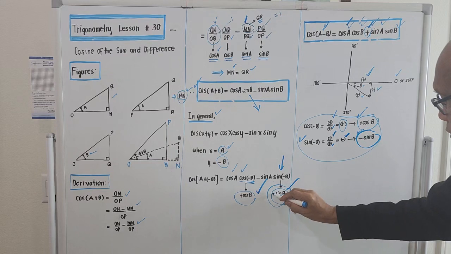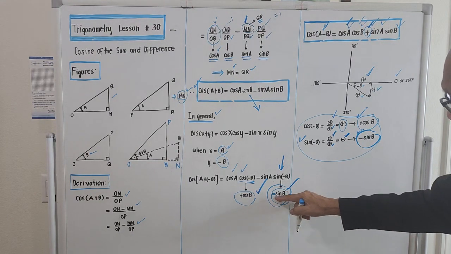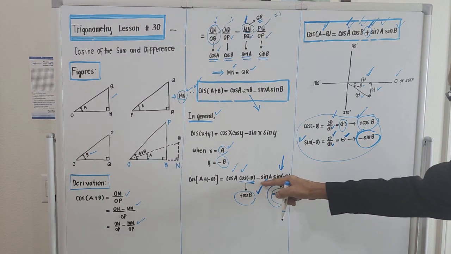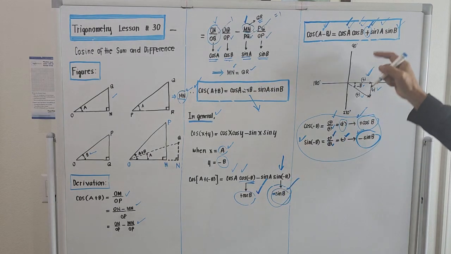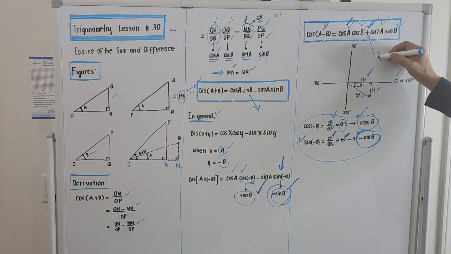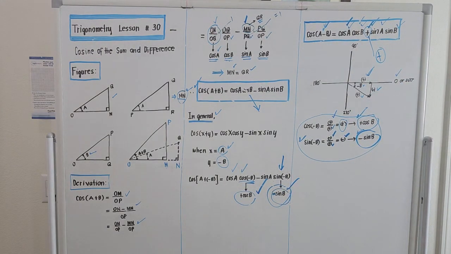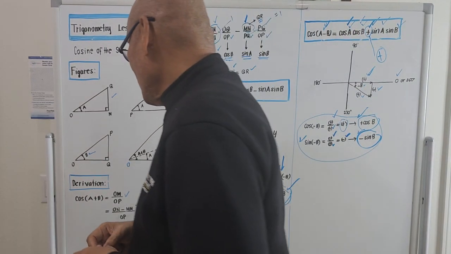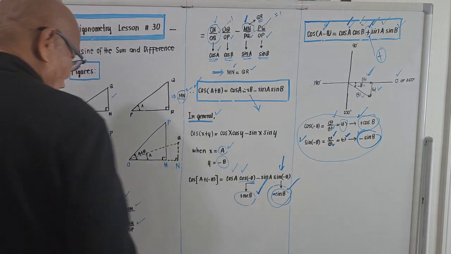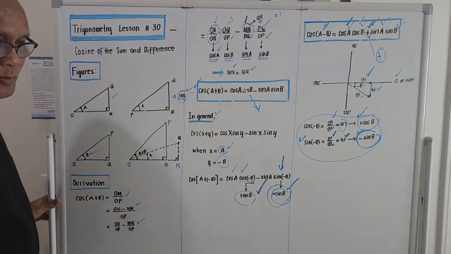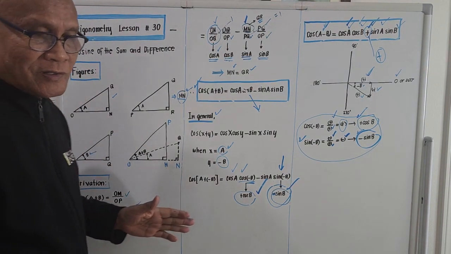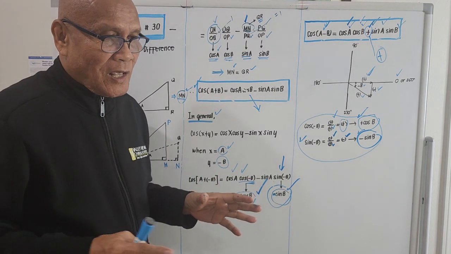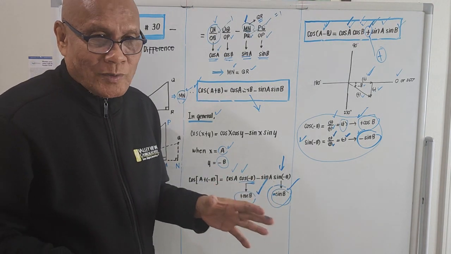There is a negative sign over here. So a negative sign here plus a negative sign here. That's why the operation here is plus. Okay, that's it, guys. This will now be the so-called equivalent of the cosine of the sum and difference of two angles. And this will be an additional two trigonometric formulas.